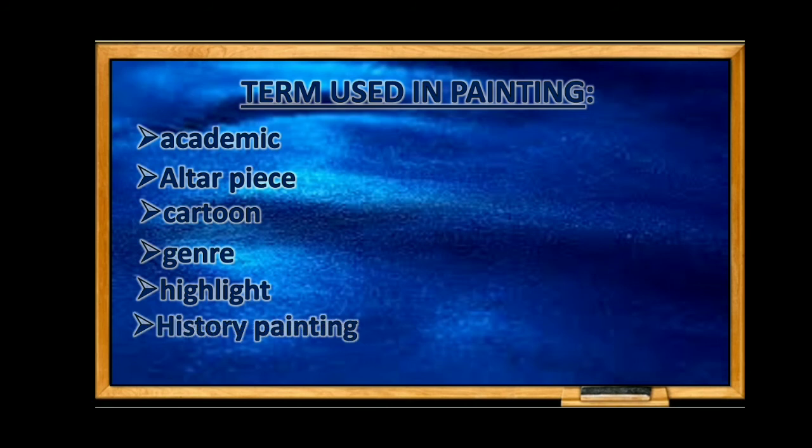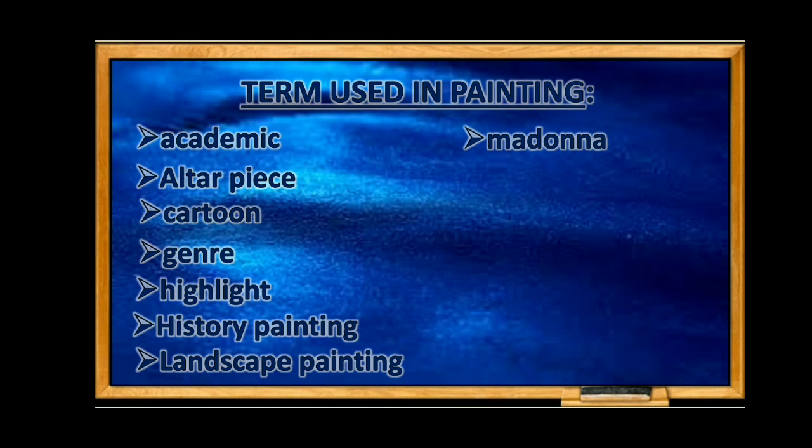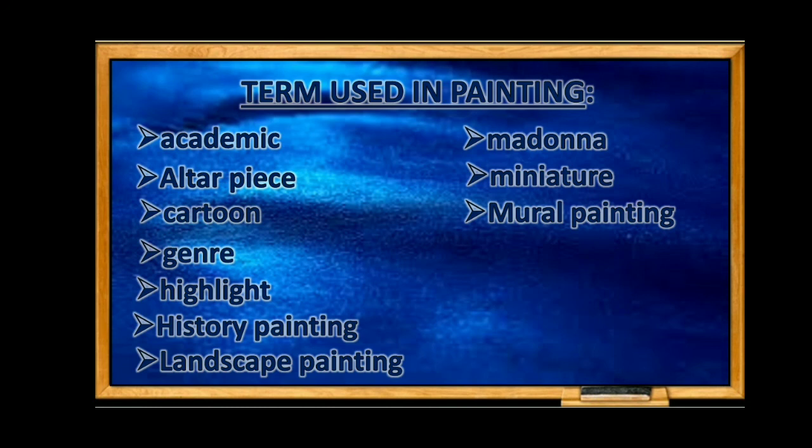History painting. This is a picture taking its subject from ancient history, mythology, or the Bible. Landscape painting. This is a painting of nature, woodland, river, clouds, or desert. Madonna, a painting of the Virgin Mary. Miniature, a small painting. Mural painting, a picture painted on a wall as permanent decoration. Pieta, a religious painting depicting the Virgin Mary mourning over the dead body of Jesus.